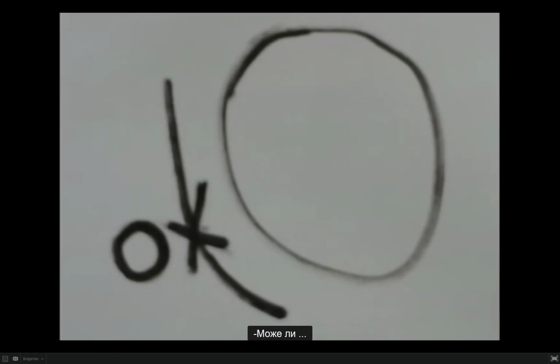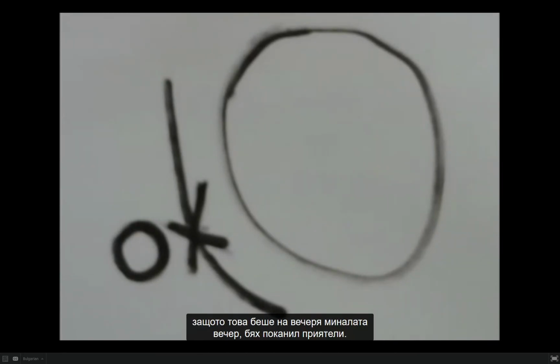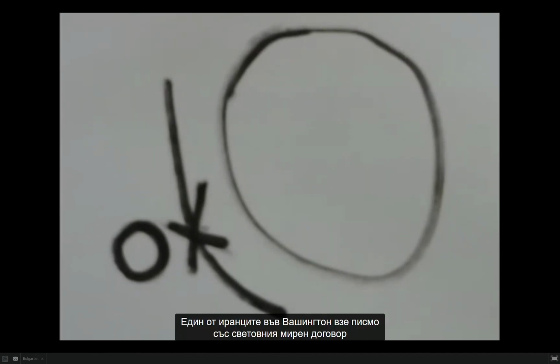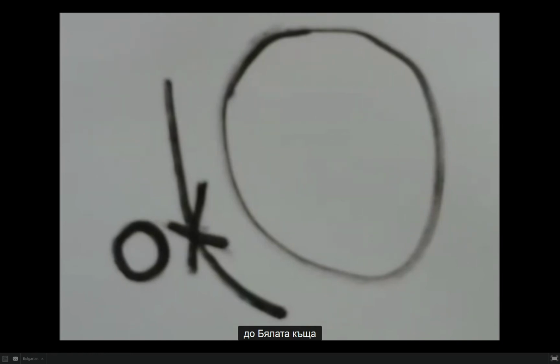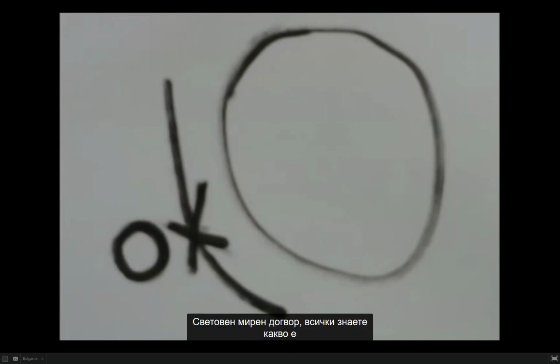Let me tell you something, because this was on the table last night. I had some friends with me. One of the Iranians in Washington took a letter of peace, the World Peace Treaty, to the White House. Hand delivered. He listens to the programs, he knows who he is. He went with his son. The World Peace Treaty, you all know what it is and what was accomplished with the letter which went with it.